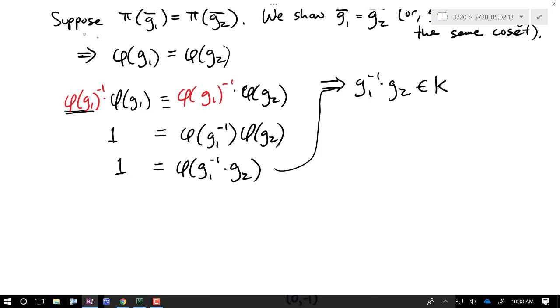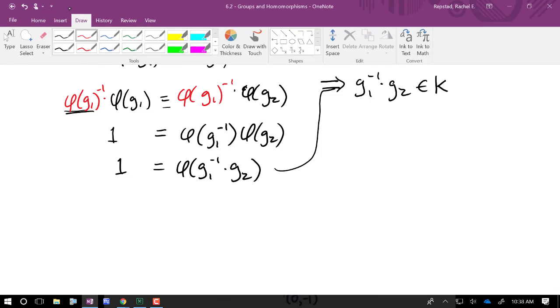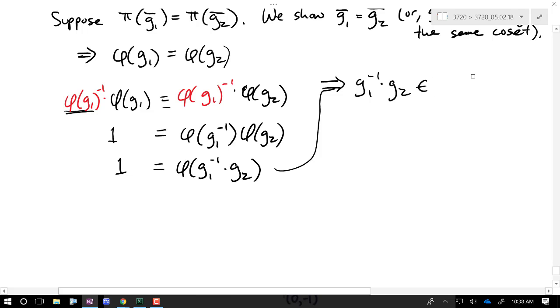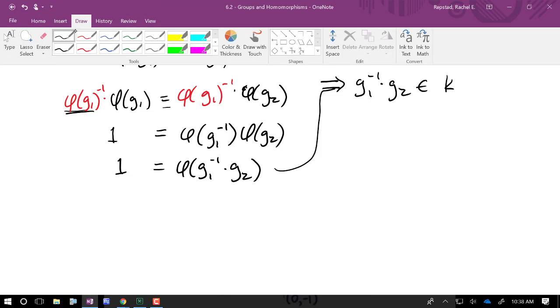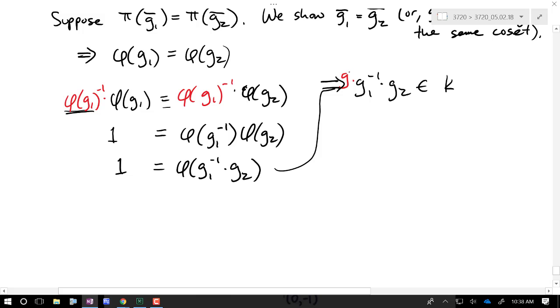So now we'll take this, I don't know if I want to call it an equation because it's not an equal sign, but if we left multiply both sides by G1, then we have G1 times G1 inverse is 1. So on the left side now, we just have G2 is an element of G1 times K. Now G1 times K, that's a coset. So we're saying that G2 is in the G1 coset.